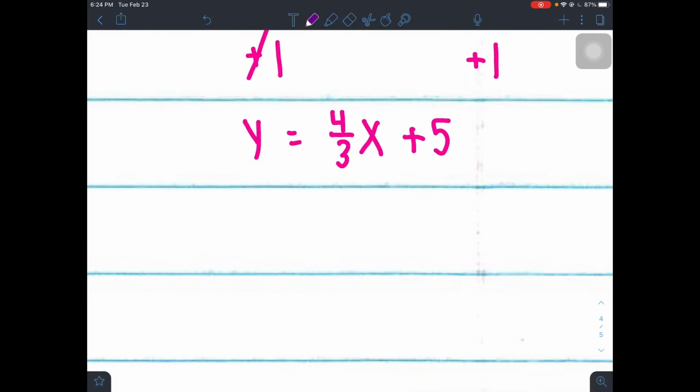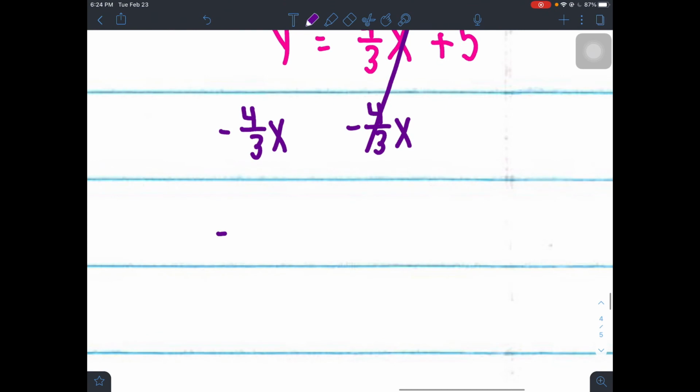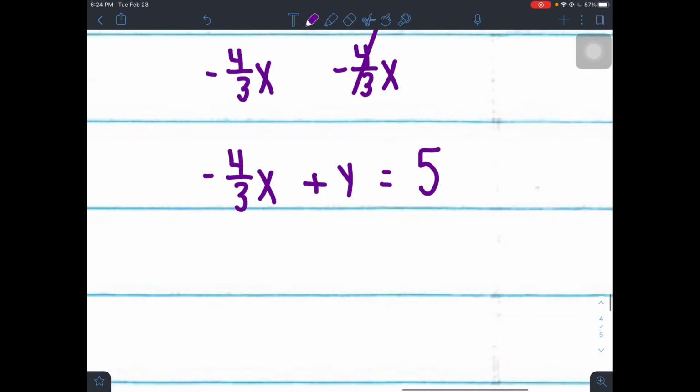So the next thing I'm going to do is get x and y on the left. So that x needs to go to the left. Because it's positive, I'm going to subtract it to move it to the other side because you always have to do the opposite when you're balancing stuff. And if you want it to go away, you have to do the opposite. Now remember, you want to write the x term first. So this is going to be negative 4/3 x, and that y is positive. So plus y equals positive 5.